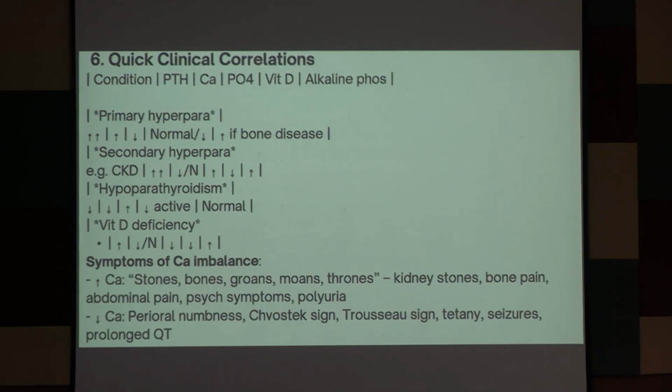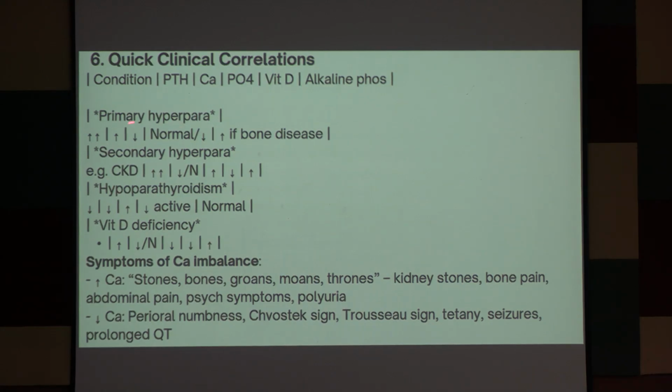The quick correlation. Here we will discuss primary hyperparathyroidism, secondary hyperparathyroidism, hypoparathyroidism and vitamin D deficiency. This should be in tabulated form for ease, so please make it in a tabulated form yourself. These are the conditions: the parathormone status, calcium status, phosphate status, vitamin D status and alkaline phosphatase.